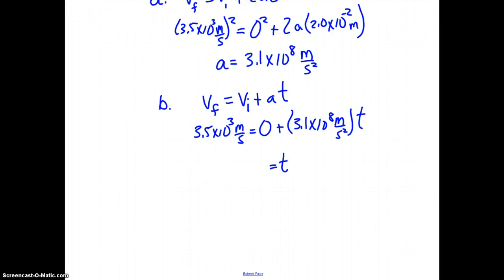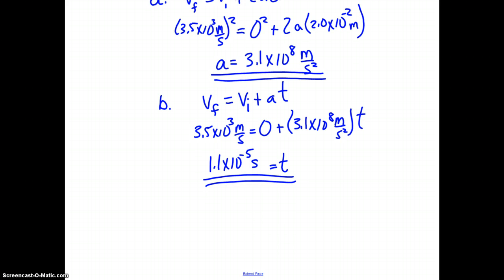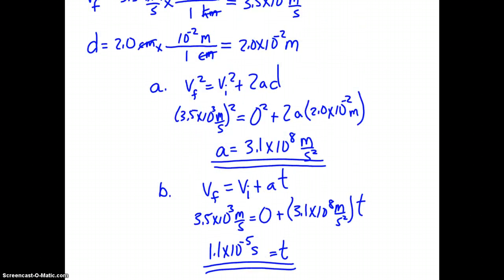Again, pause if you need time. Take as many steps as you need. And t is 1.1 times 10 to the negative fifth seconds. So an incredible acceleration over a very short amount of time, which makes sense based on the information given to us in the problem. All right, more to come with more practice on one-dimensional motion calculations in class.